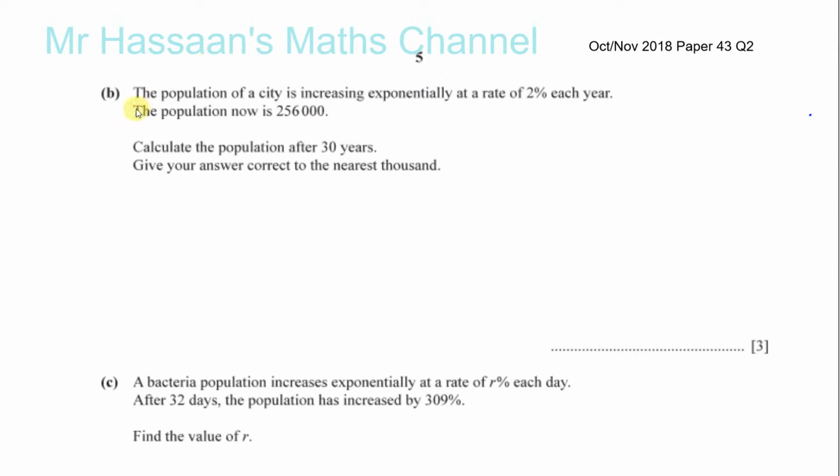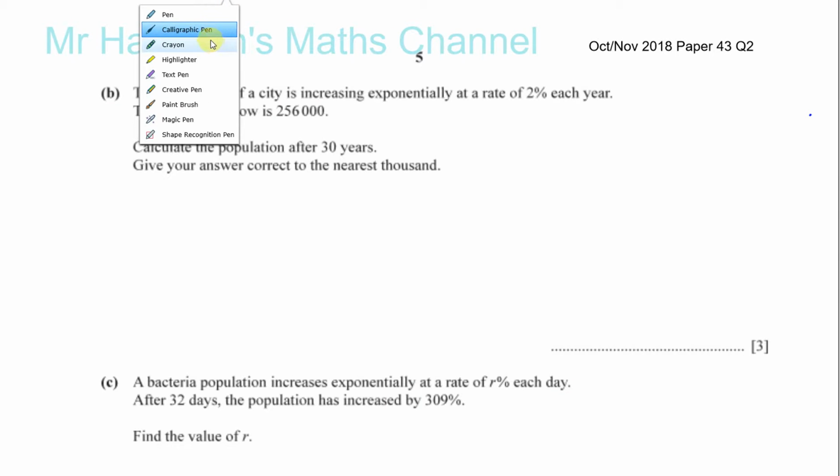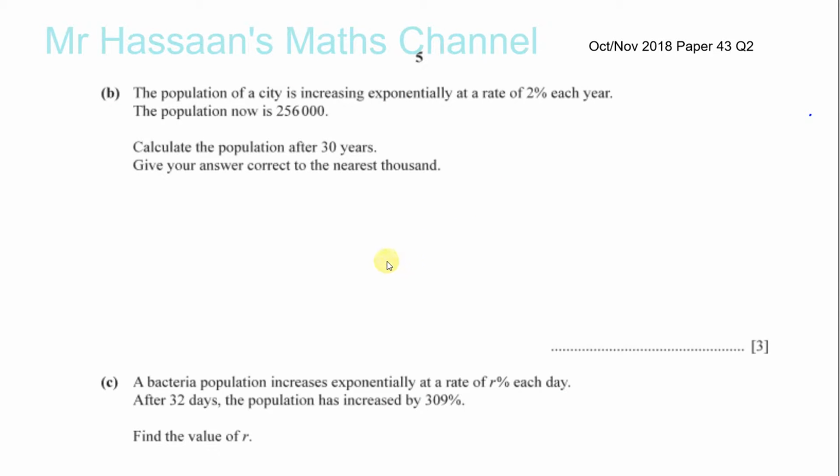Now, part B says the population of a city is increasing exponentially at a rate of 2% each year. The population is now 256,000. Calculate the population after 30 years. Give your answer correct to the nearest 1,000. Okay, so this is a case of compound increase, compound growth, exponential growth.